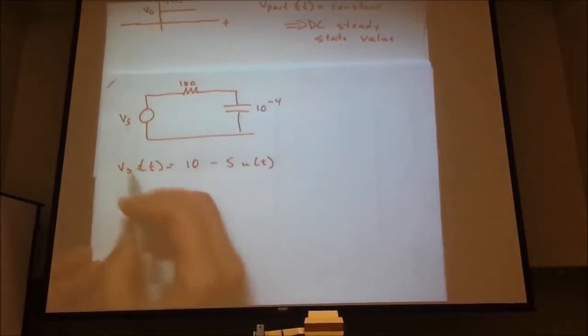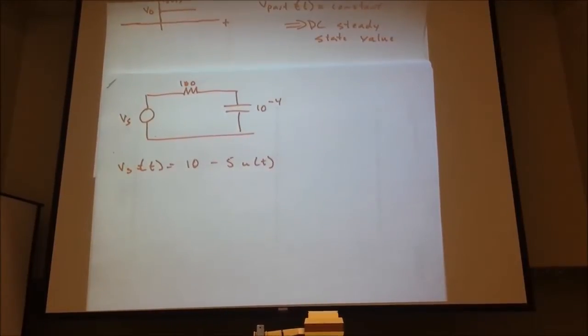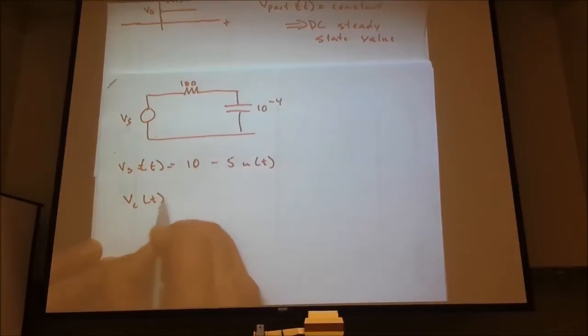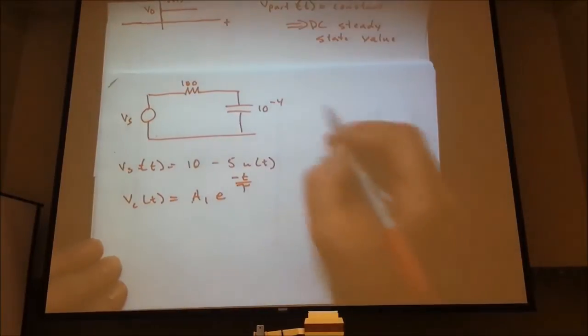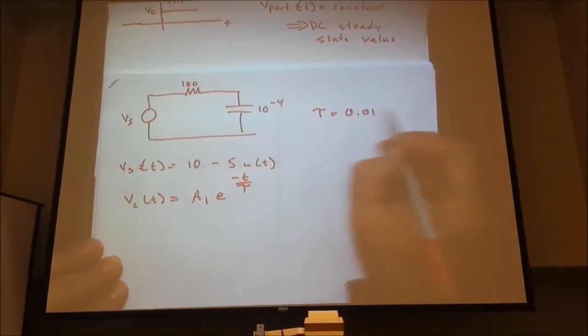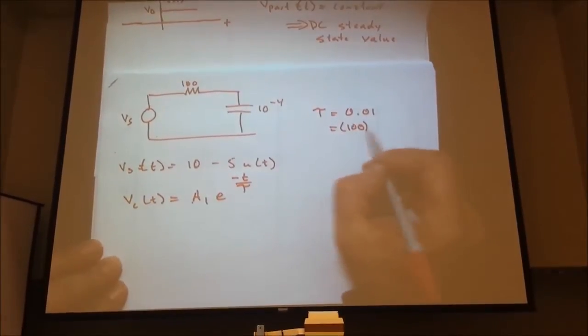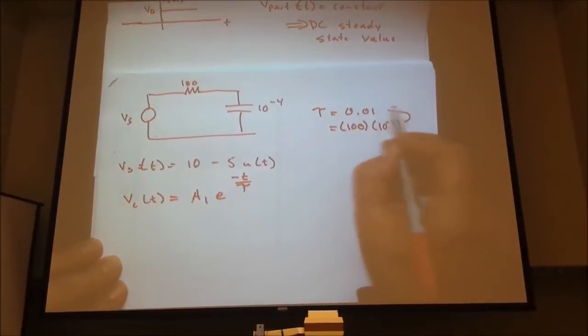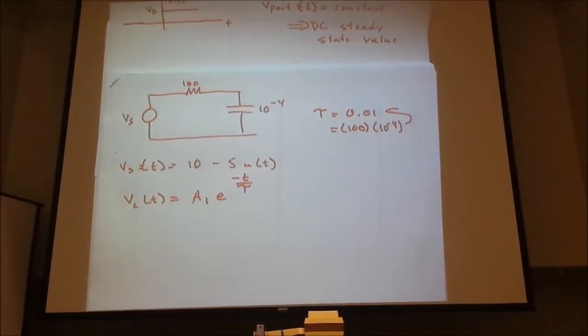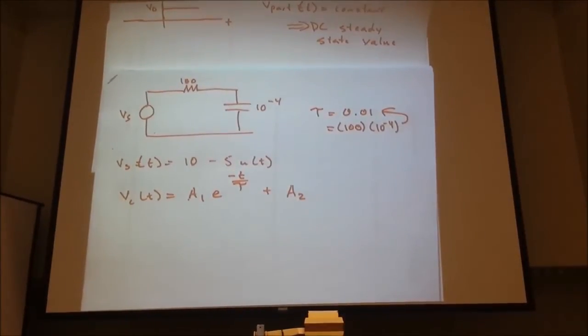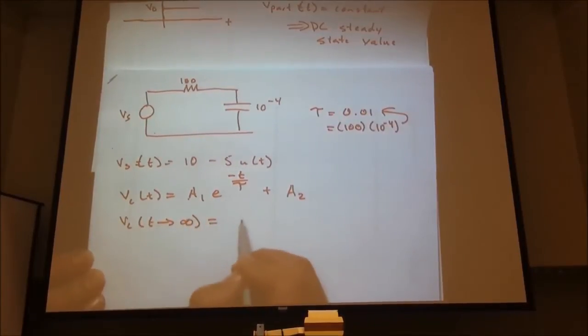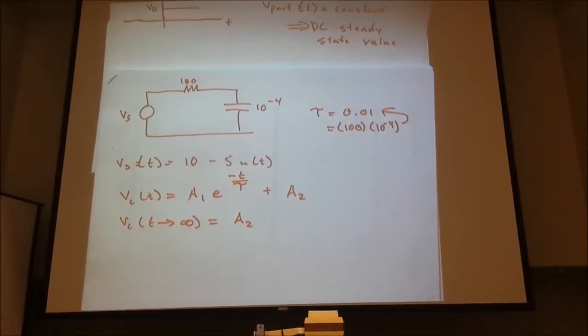But regardless, we can take advantage. For the step function source, we know VC of t equals some form A1 e to the minus t over tau, which is 0.01. You get that from 100, write this backwards, of course, 10 to the minus 4 gives us 0.01, plus A2. And so, in general, VC as t goes to infinity, we recognize that's A2. This term vanishes. Or if you want, we can write 0 plus A2.